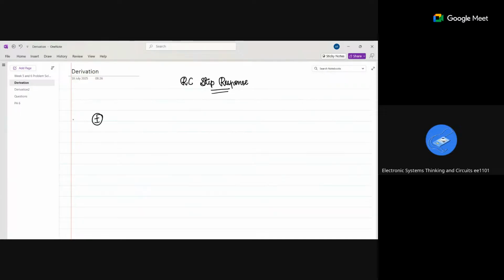So there is a V input and there is a resistance R and a capacitance C, and this voltage I'm taking as Vc of t, right? We are going to find the RC step response. Initially, we are assuming that the voltage at the capacitor at time 0 is 0. It means it's completely discharged.